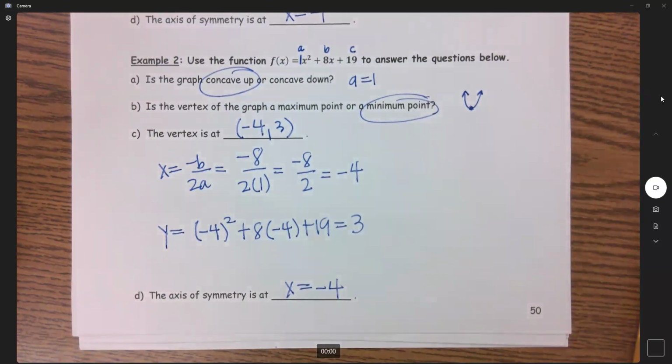Okay, rewatch this if you need to. We're going to need all this information on the next page. We are going to be graphing a quadratic. So make sure you understand examples 1 and 2 before you move on to example 3, please.